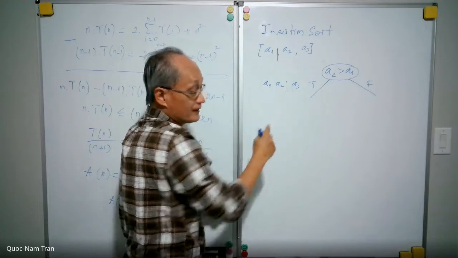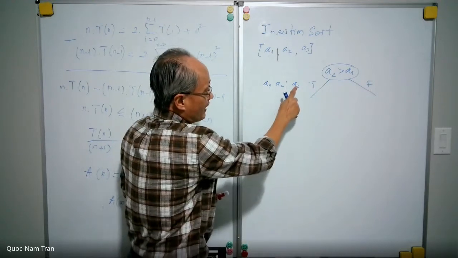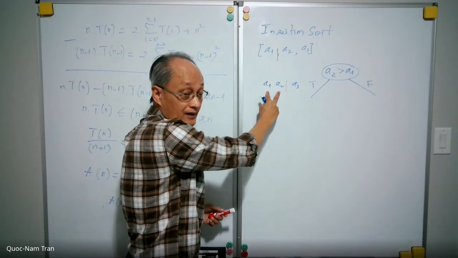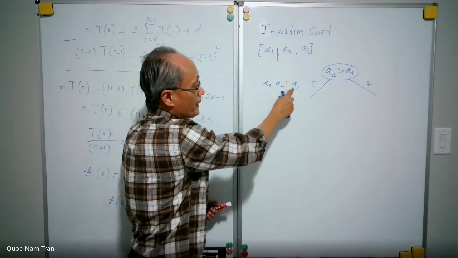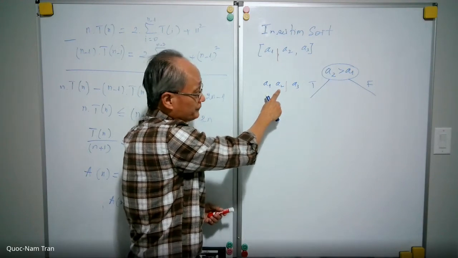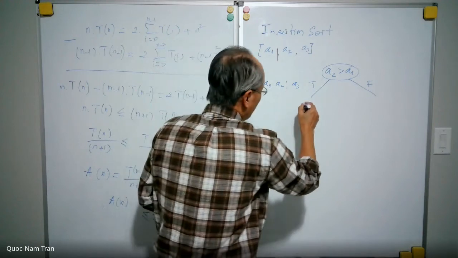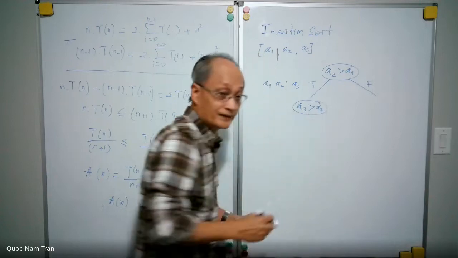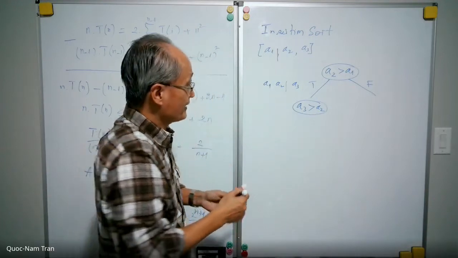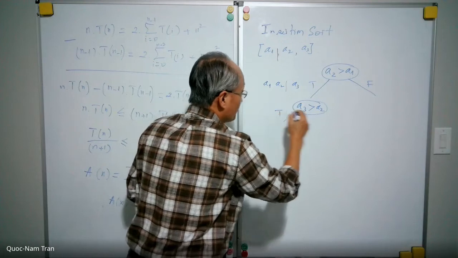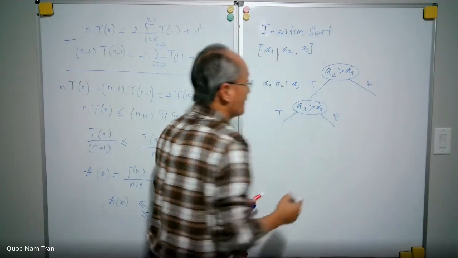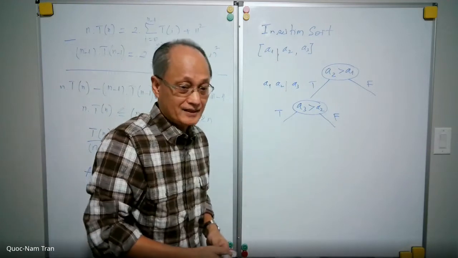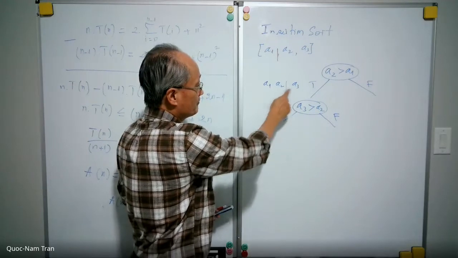So the next step is to insert A3 into the sorted list here. Insert A3 by comparing with A2, right? So again, whether or not A3 is bigger than A2. Okay? Now, true or false. What will be next? What will happen if A3 is bigger than A2?